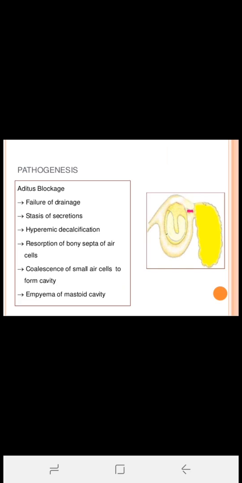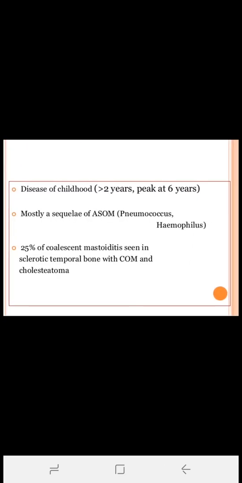Now, what is the pathogenesis? As you can see in the picture, first there will be blockage of the ostium. So what will happen? There will be failure of drainage. There will be stasis of the secretions within the mastoid antrum. Hyperemic decalcification will be there, with resorption of the bony septa of the mastoid air cells. There will be coalescence of the small air cells to form a cavity. Then empyema of the mastoid cavity.